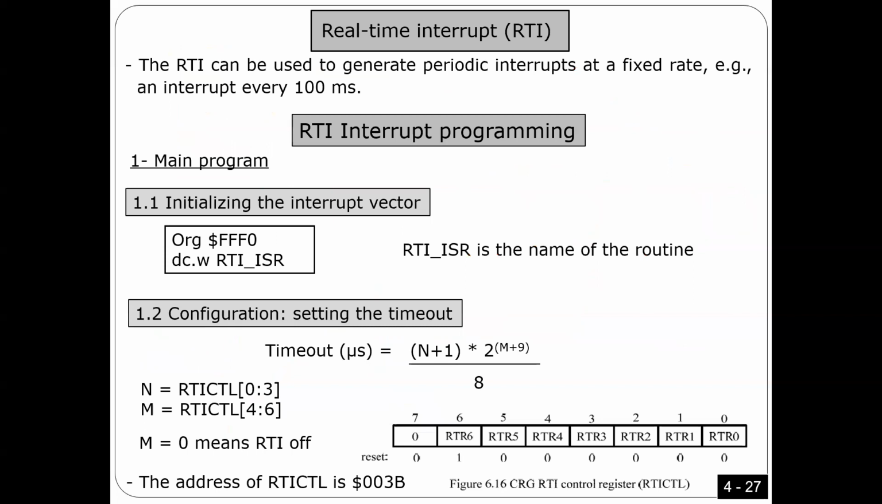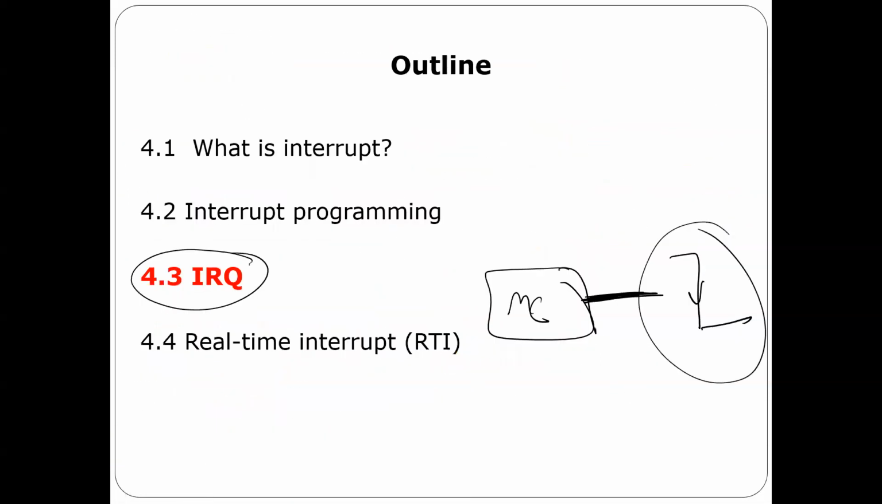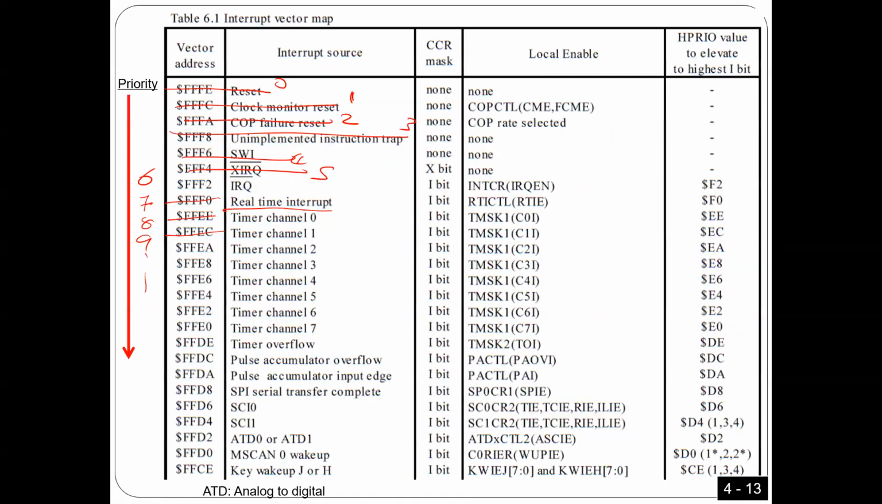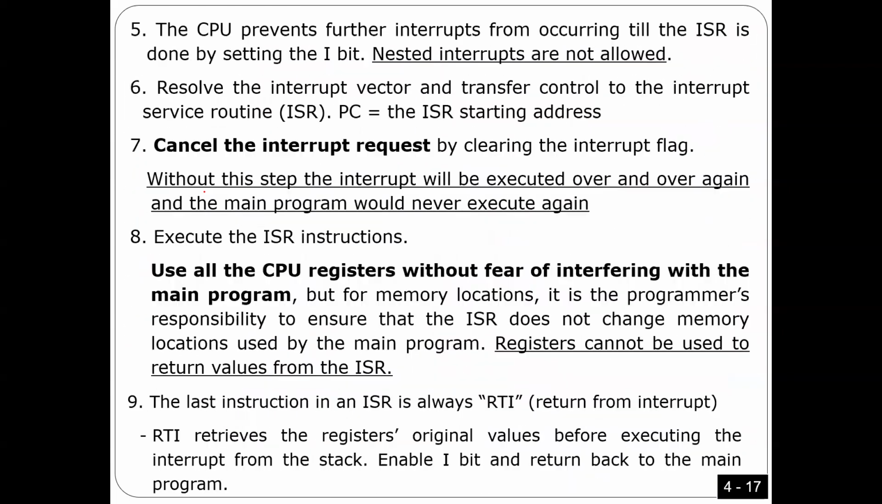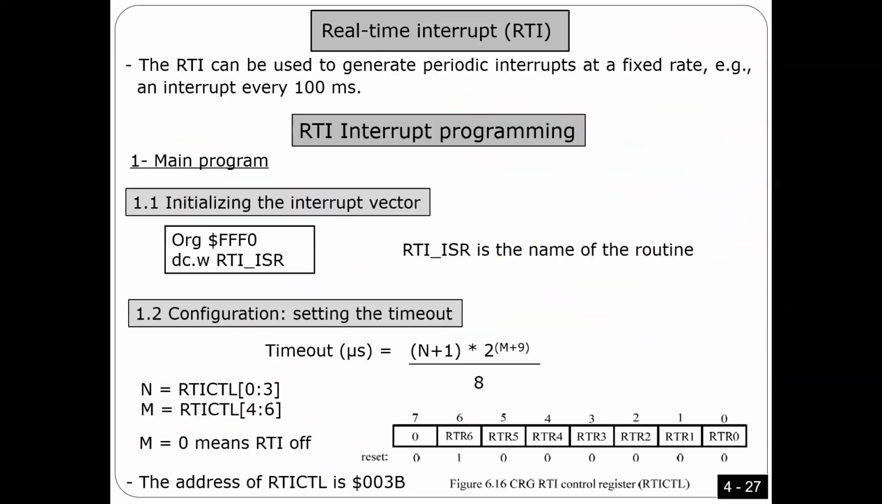So similar to what I did before. Number 1, how can you initialize the interrupt vector? Okay, go to the table. If I go to the table, I'm gonna see the number I have to use here is a different number. So here, in case of RTI, guys, a real-time interrupt RTI, this is the number I have to use, FFF0, right? So that's what I'm gonna do. I'm gonna use FFF0.